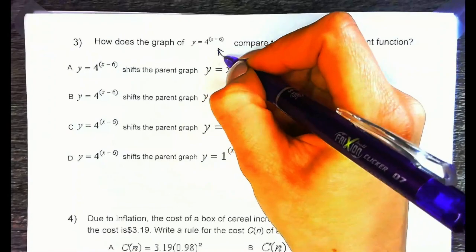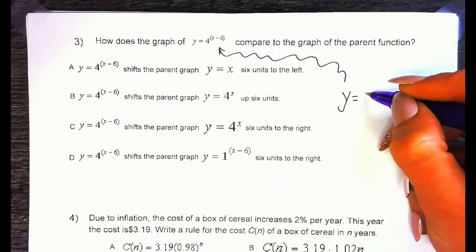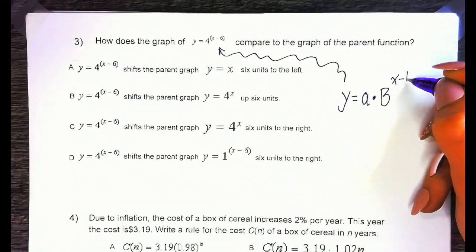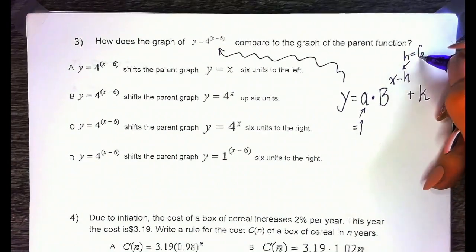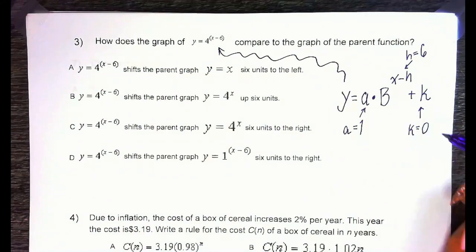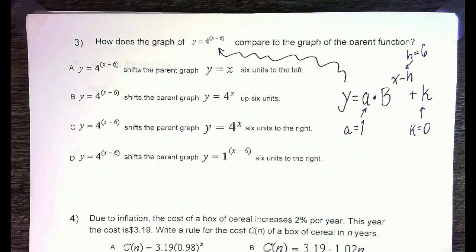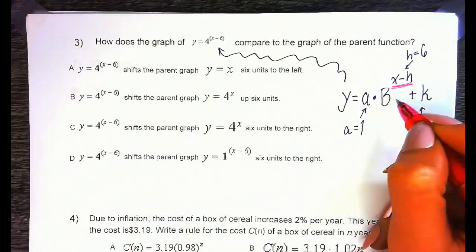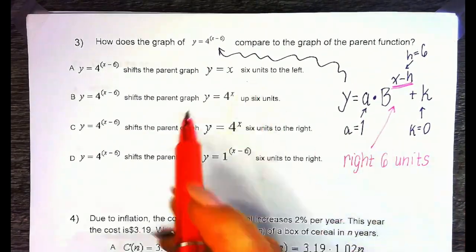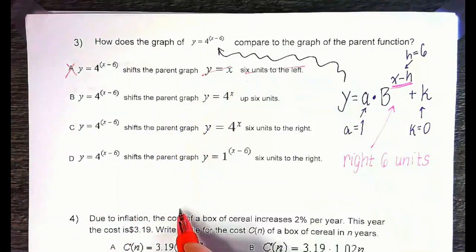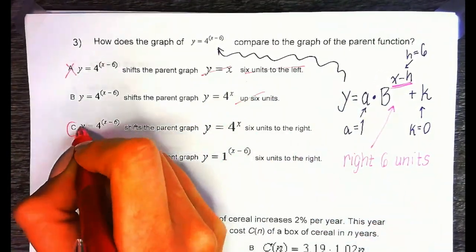Y equals a base raised to the x power is the parent function of an exponential function. a, h, and k indicate some common transformations. a equals 1 and k equals 0. These are our default values. h, however, equals 6, and x minus 6 means our graph moves right 6 units. After inspecting the choices, we can see the answer must be C.